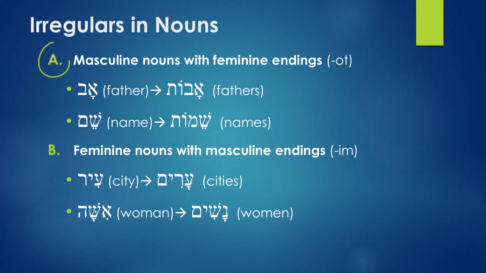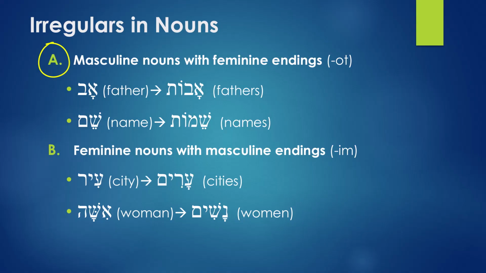The first group of irregular nouns is this. These are masculine nouns with feminine ending. These are masculine nouns. They're in the masculine gender, but they're having feminine endings. For example, you have the word Av. Av means father. Av is a masculine noun. But when you pluralize it, it's going to be avot.